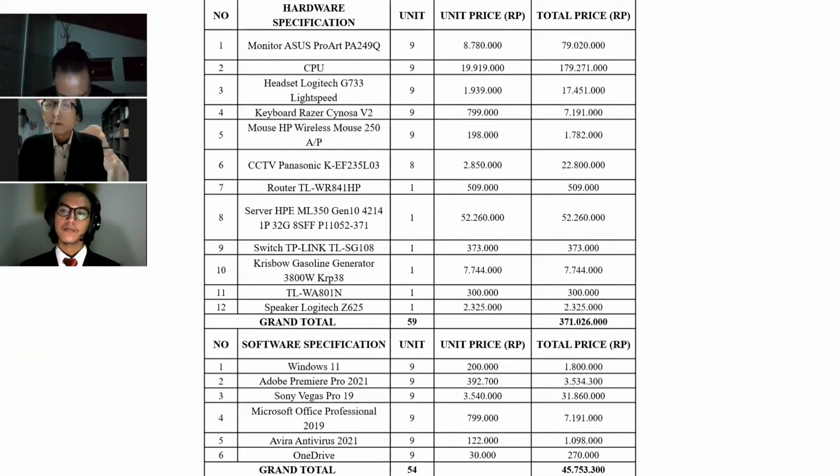After we talk about hardware and software specification, now let's talk about the budget. The hardware specification budget is around 371 million rupiah, more or less. And the software specification budget is around 45 million rupiah, more or less.